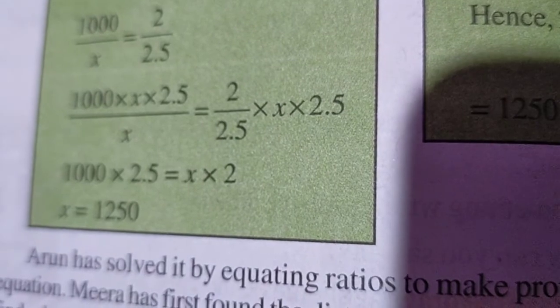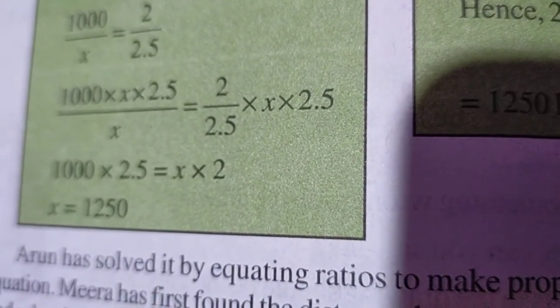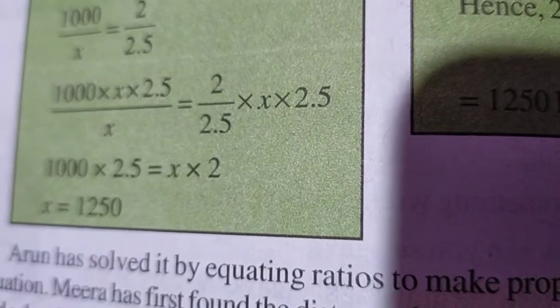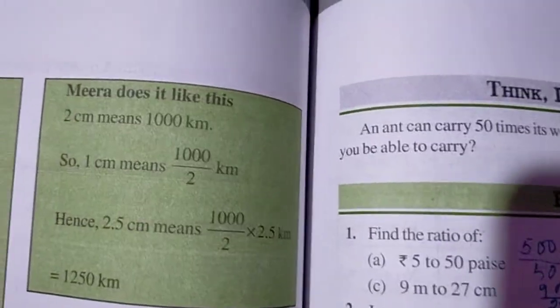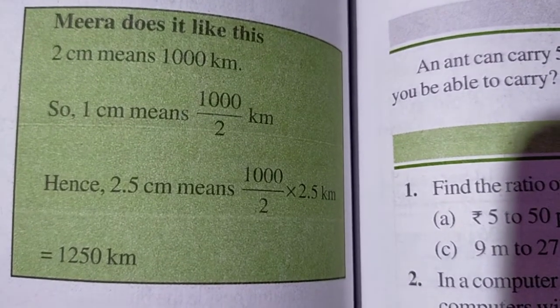So here either you write 1000 into 2.5 upon 2 is equal to x directly, or you can take this method, which is a lengthier one. Now you can do it with the unitary method also.